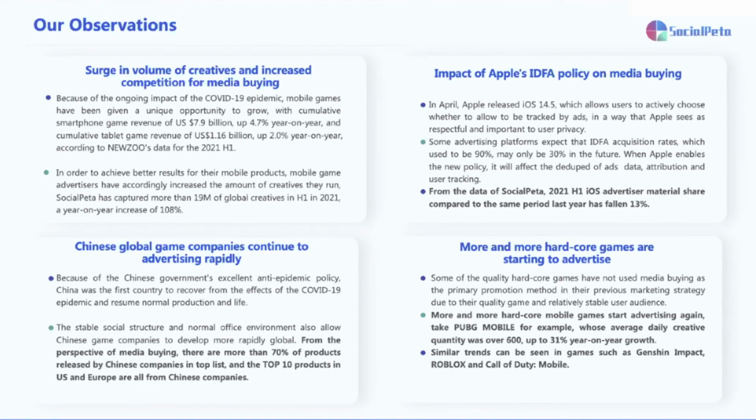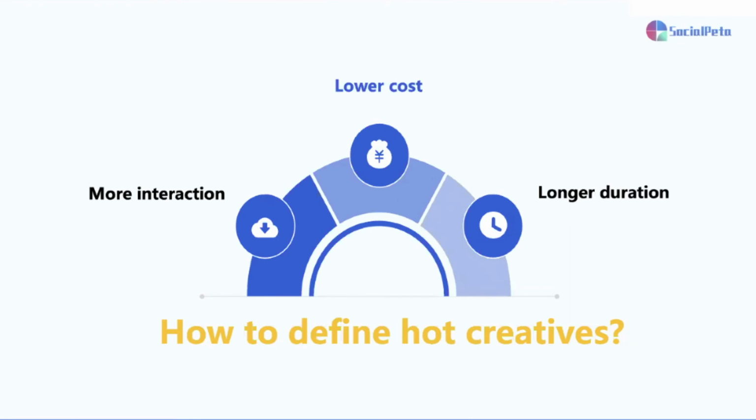All these trends tell us that creative is becoming more and more important for media buying performance. Advertisers need to put more effort into finding hot creatives and the best marketing strategy. As the world's largest ad intelligence platform, SocialPeta finds there are three factors that define hot creatives. One is that the creative should have more interaction. The second is that it should bring low cost. The third is that it has a longer duration.